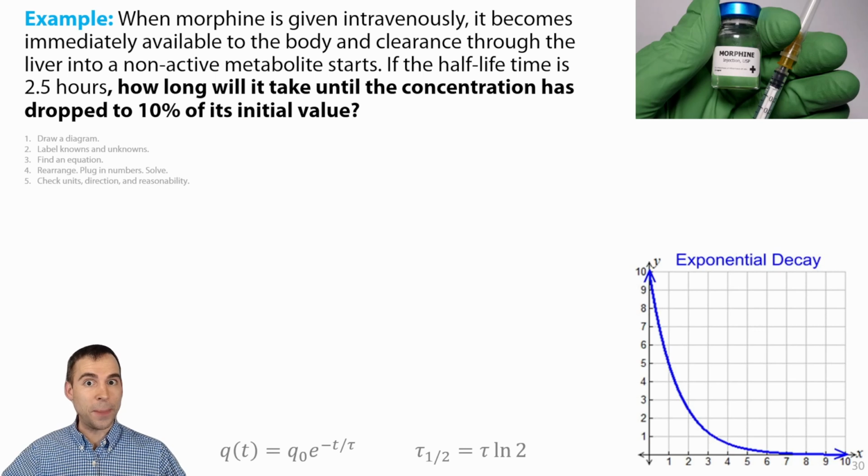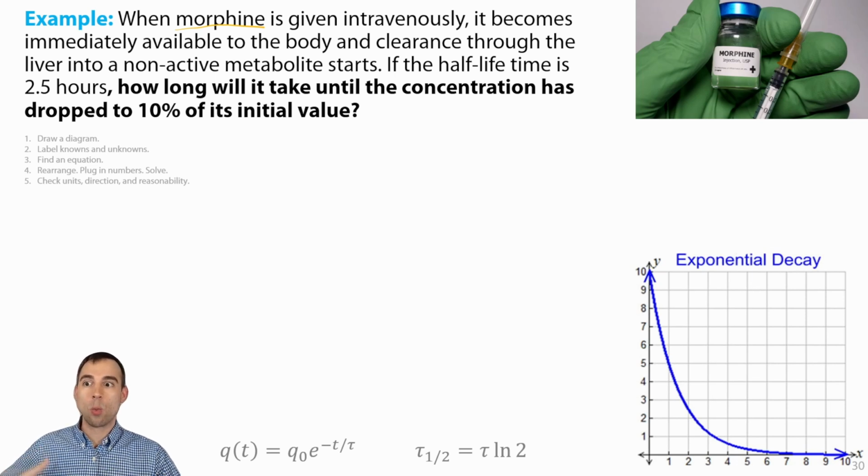So let's try an example of exponential processes in a biological application of medicine. When morphine is administered through an IV, it is available to the body and then the body begins clearing it. And so initially we have a lot of some quantity being added to our body and our body begins filtering it out.